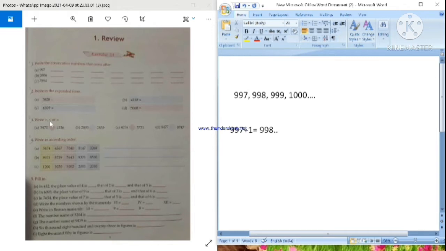Now the next question is to write in the expanded form. So here the short form is given. Here you can see 3428. The short form is given and you have to write it in expanded form. So let us see 3428. Okay, so how to write it in expanded form?